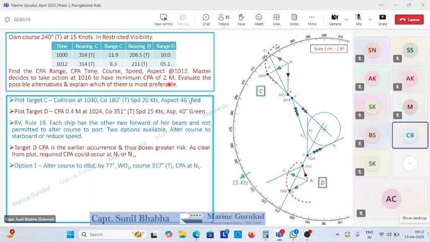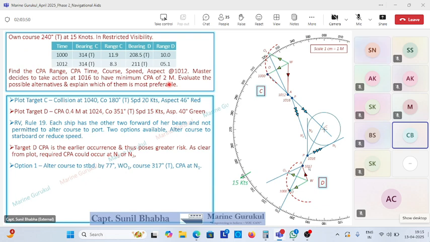Did you get that? How did we get green? No sir. Okay. Our course is 240. No, don't bother about our course. Our course does not matter in aspect. What matters is, imagine that you are standing on target delta. You are the duty officer on target delta. Time is 1012.